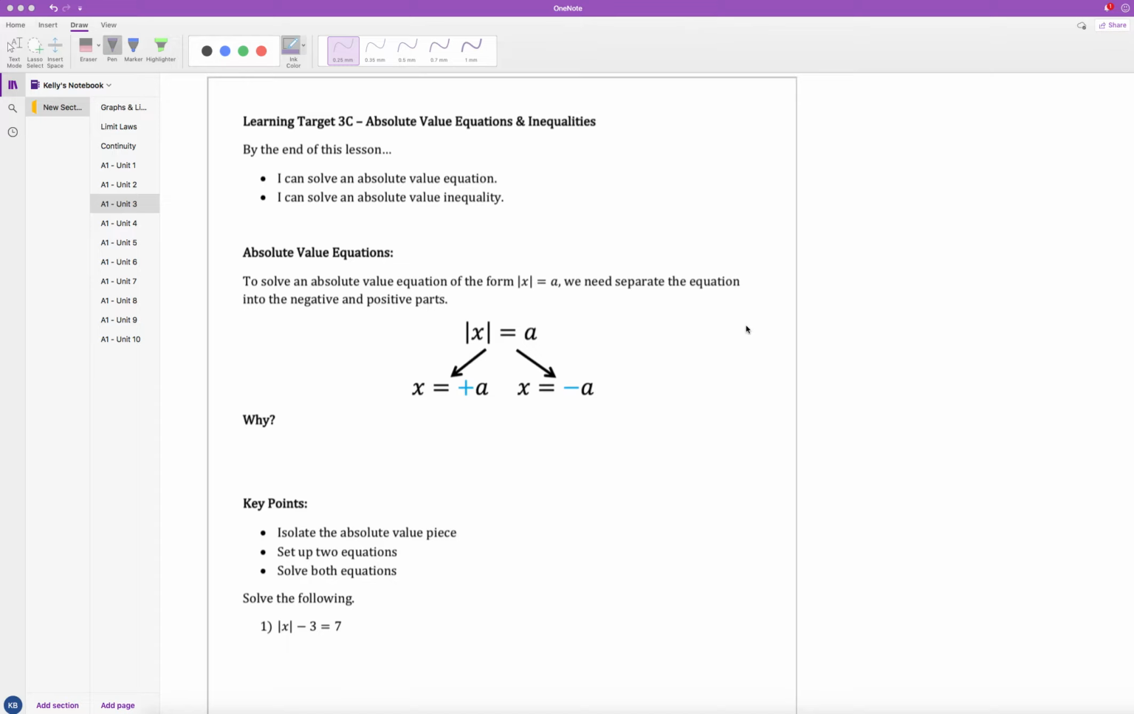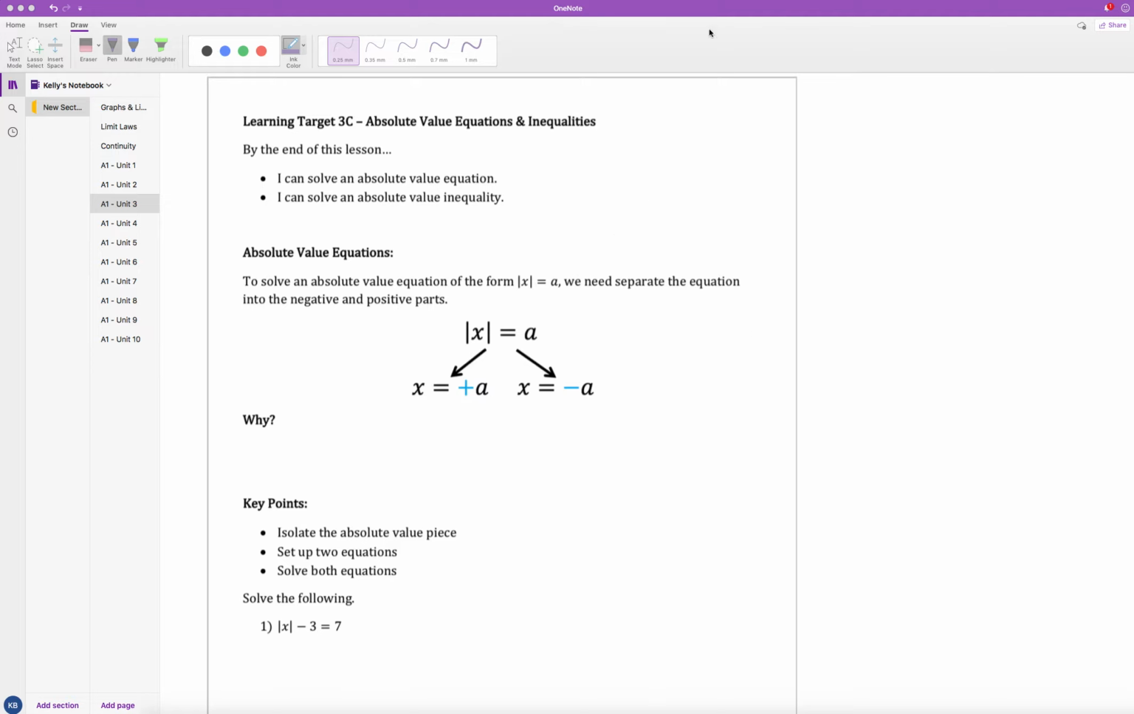Starting our last learning target in Unit 3. So remember, Unit 3 is all about inequalities, which we've done a lot with so far, and about absolute values. So learning target 3C is where the absolute values will come into play. And in this video, we'll be learning about absolute value equations, and then in part 2, we'll be talking about absolute value inequalities. So by the end of this video, you will be able to solve an absolute value equation.